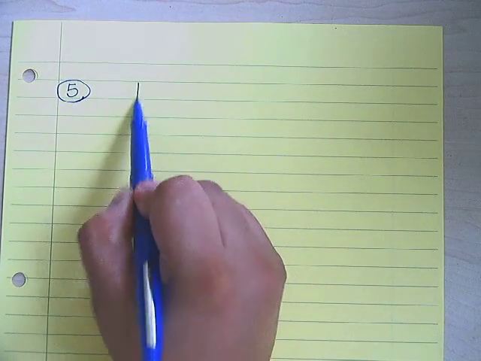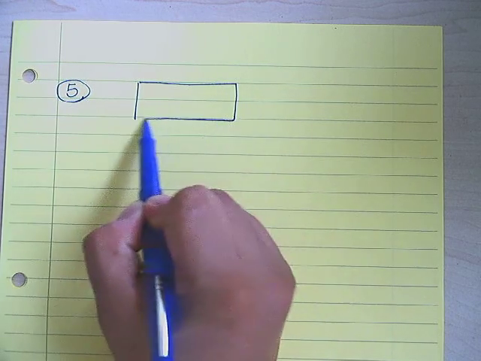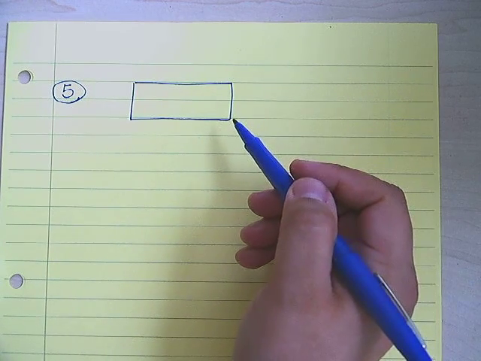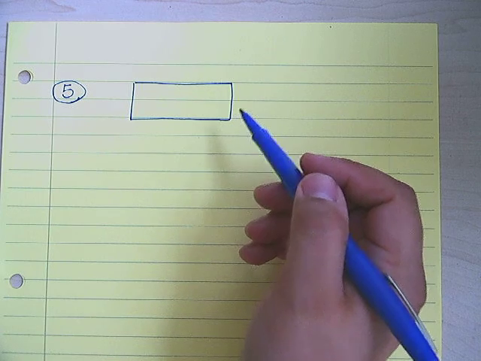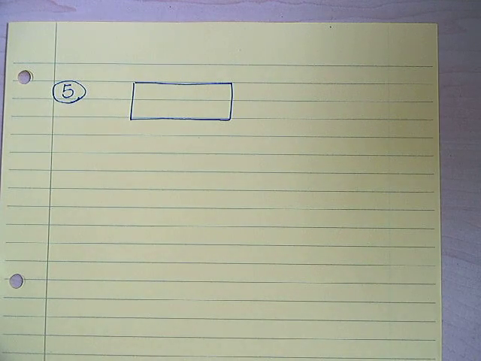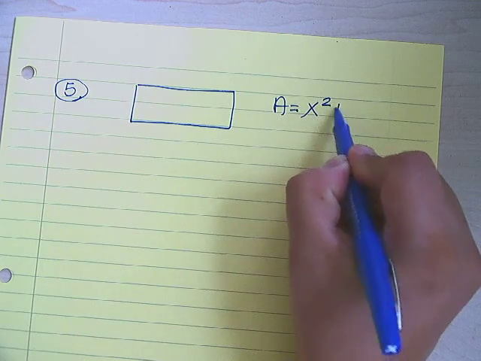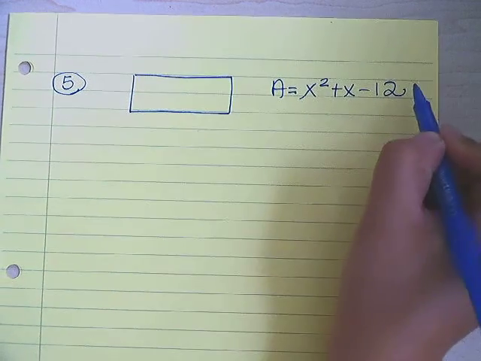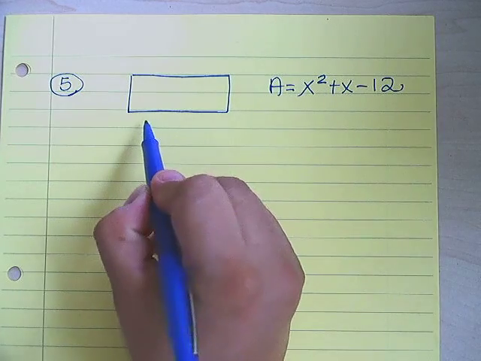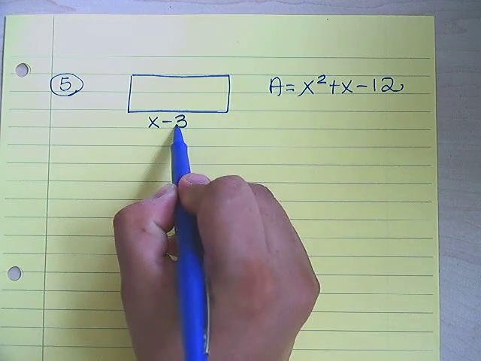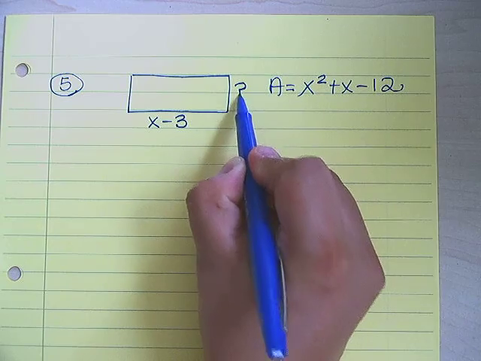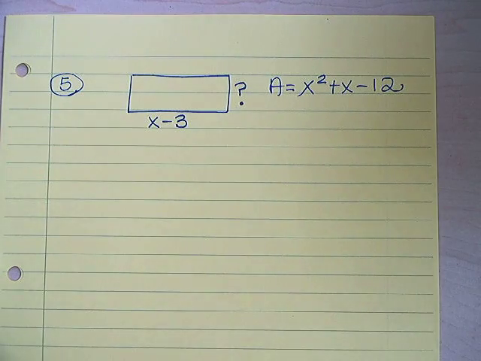Okay, so I'm going to work out number 5 with you, which talks about a length and a width of a garden, and which tells me that I'm dealing with a rectangle. And so what I know is that the area is given, right? The area is given as x squared plus x minus 12. So area is equal to x squared plus x minus 12. And I also know that the length is given, and it's given as x minus 3. You're being asked to find the width, which is that side.